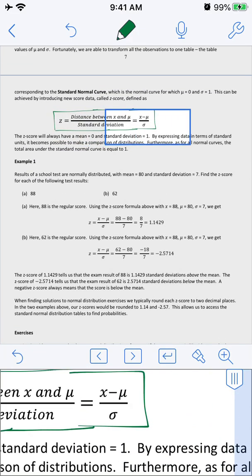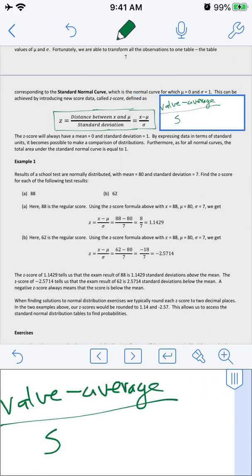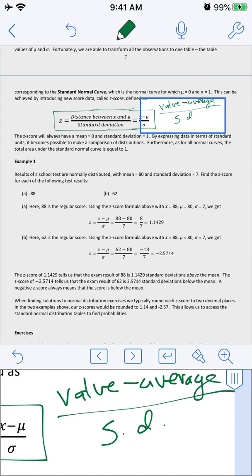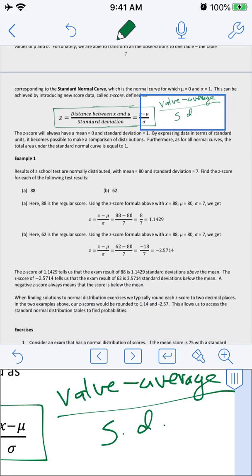This formula looks like this. X minus mu over sigma. Do not mix it up. It's not mu minus x. In other words, it's the value in question minus average, over your standard deviation. I'm going to write this so you can read it. So I take the value in question, the 27, minus my average of 22, and then divide it by that standard deviation of 4.